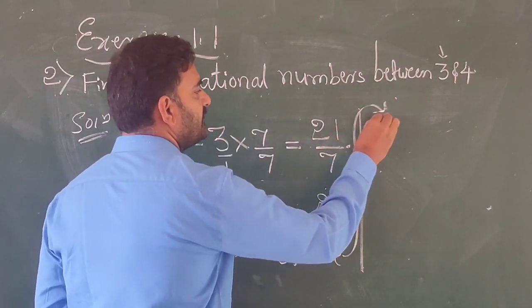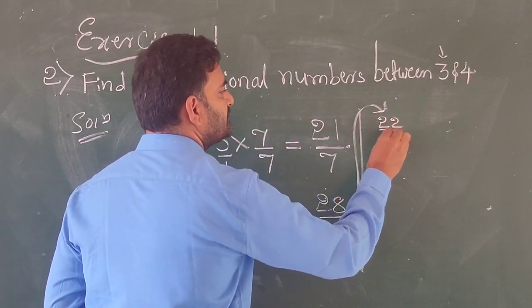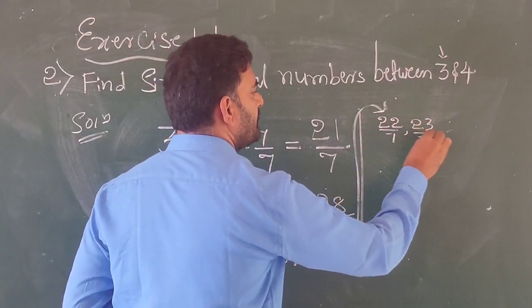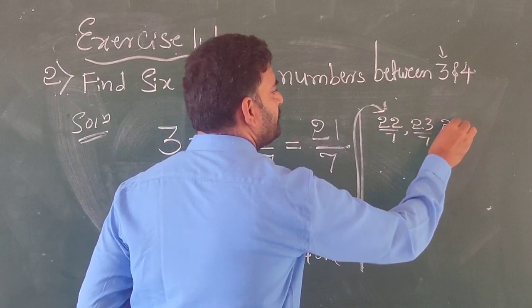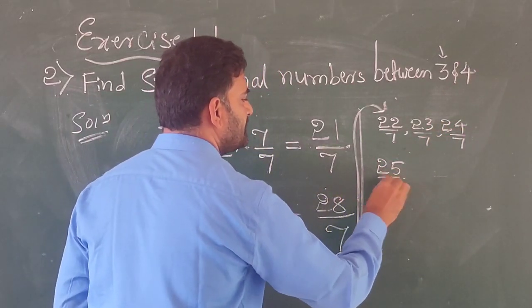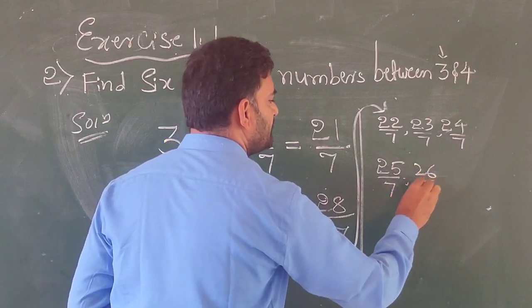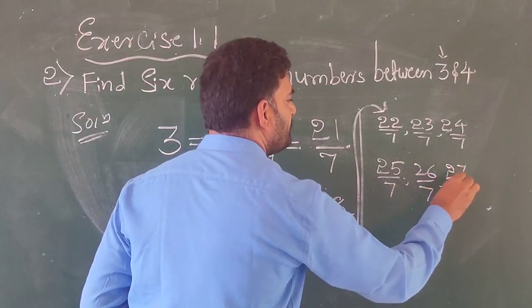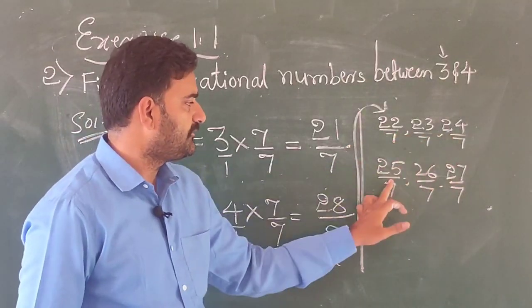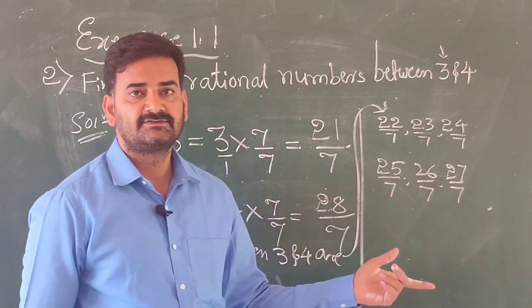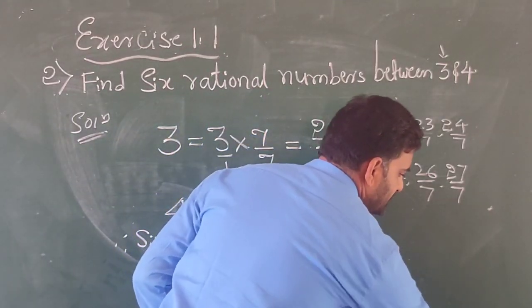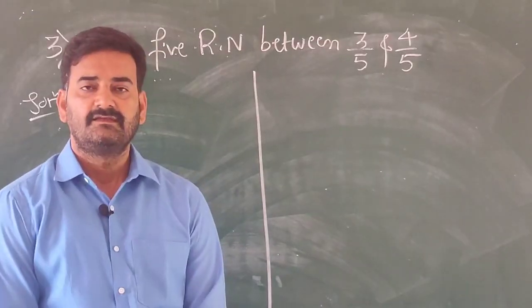After 21, 22 by 7. After 22, 23 by 7, 24 by 7. Next, 25 by 7, 26 by 7, 27 by 7. Count it, how many are there? 1, 2, 3, 4, 5, 6. So these are the 6 rational numbers.